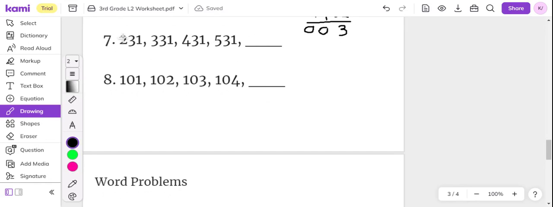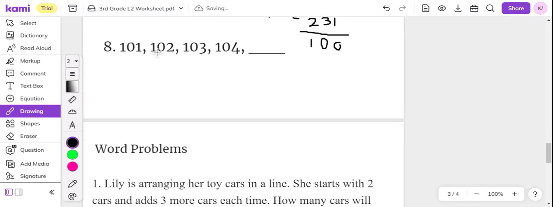Alright, number 7. We have 231, 331, 431, 531. If you can do the math in your head, that's great, but for those who can't, it's totally fine. We just take 331 and subtract it by 231, and we should get 100. So each time the number goes up by 100, so the next number should be 631.